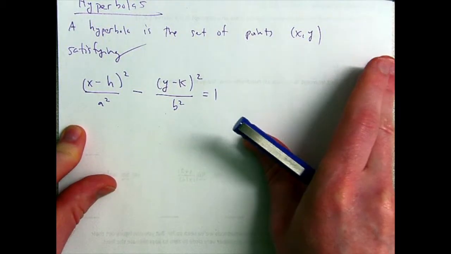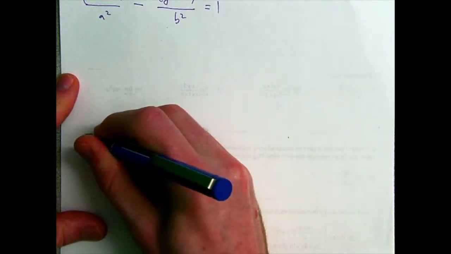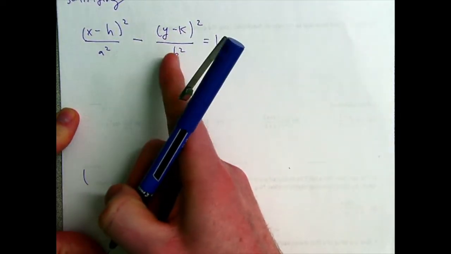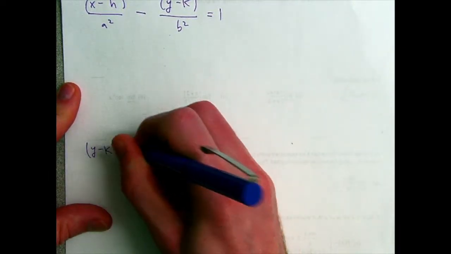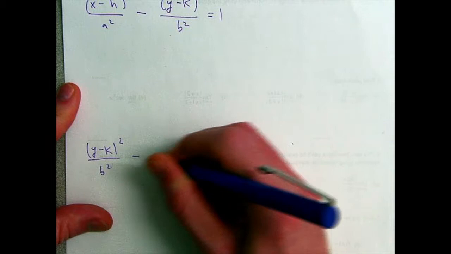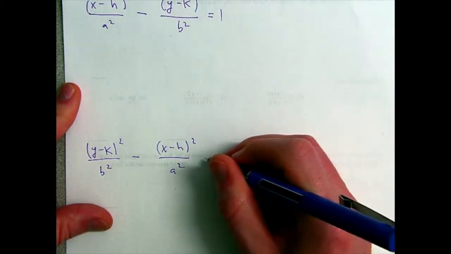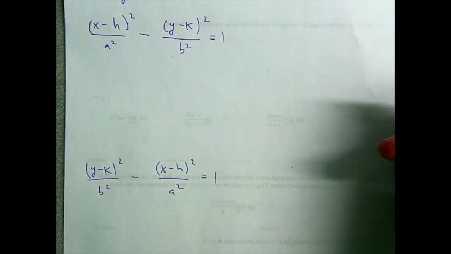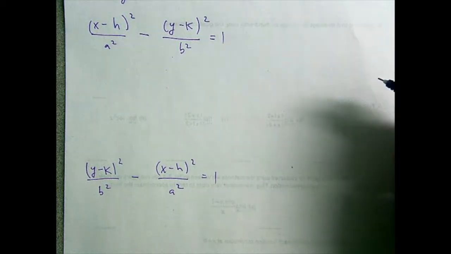However, what's interesting is that hyperbolas actually have a second equation, and I'll write that down here. It is exactly the same as the first equation, except the order of the terms is reversed. So in the second form, we have (y minus k) squared over b squared minus (x minus h) squared over a squared equals 1. Now, I'll explain the difference between these two forms in a moment, but let's just see what this thing looks like. So, a lot of similarities with ellipses.